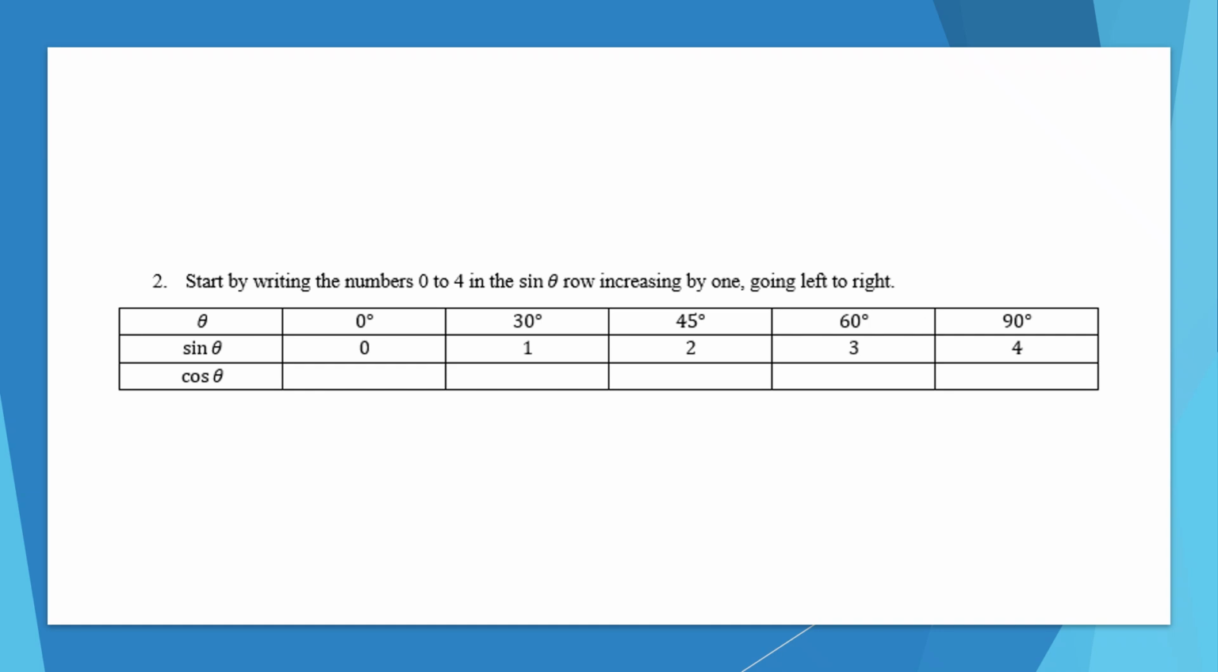So step number 2 is simply just writing the numbers 0 through 4 in the sine row, increasing by 1 and going from left to right. And so just remember, 0 kind of matches up with 0, and then you're going all the way to 4. Make sure that you have that sine row on top because you want this to be in the sine row, not the cosine row.